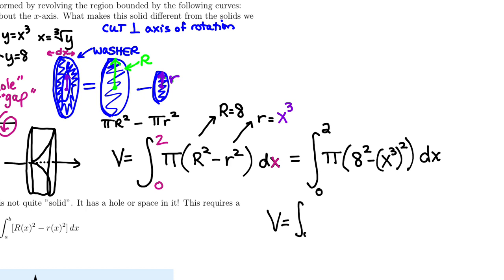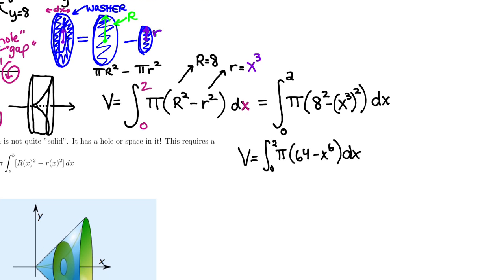So what do we get? 0 to 2, pi. You get 64 minus x to the 6th. When you have a power to a power, we multiply our exponents.